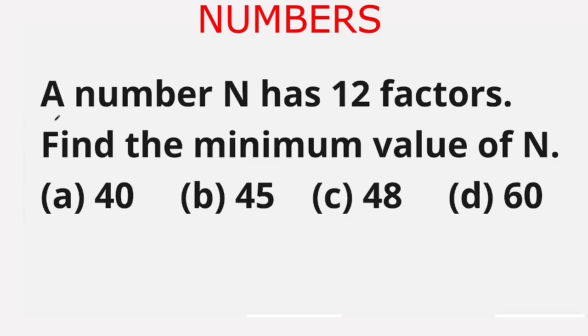Our question is, a number n has 12 factors. Find the minimum value of n. The given options are option A 40, option B 45, option C 48, option D 60.